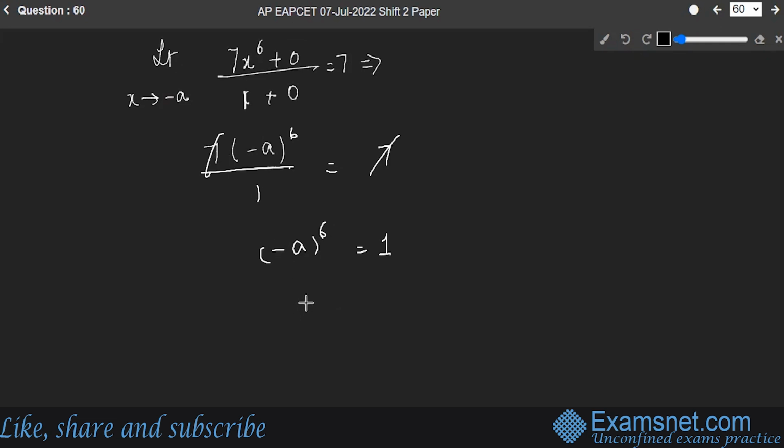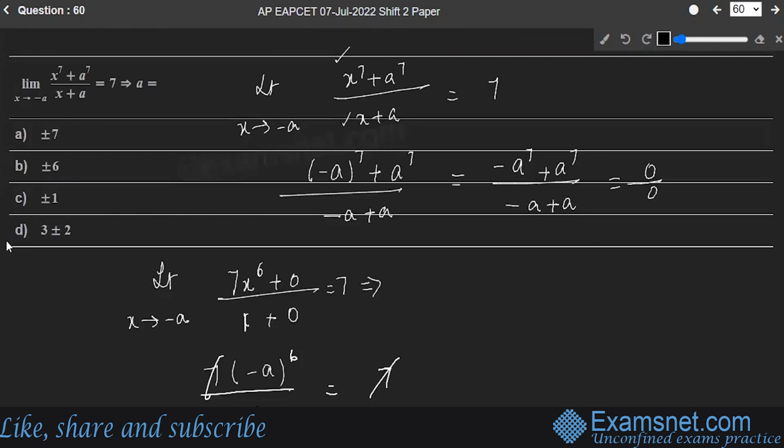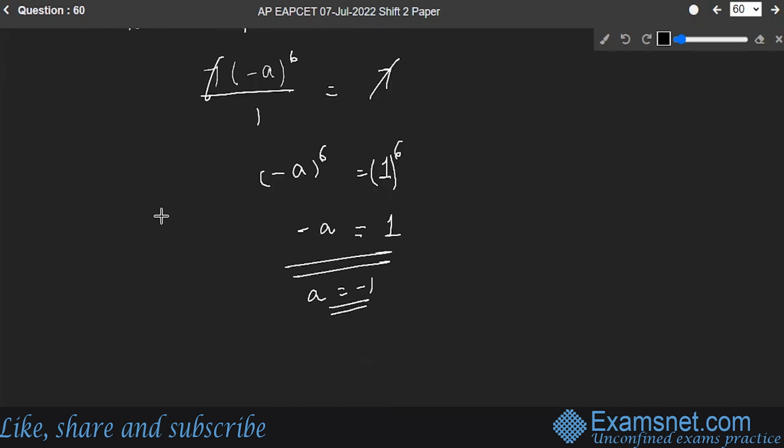So over here, minus a, you can write down this as 6 only. So minus a is equal to 1, or a is equal to minus 1. Right, this is the correct answer to the question. So plus minus 1, option C is the correct answer to this question. Now, why is that? Actually, we are having an even power over here. So this will be equal to plus minus 1. Hope this is clear to you.